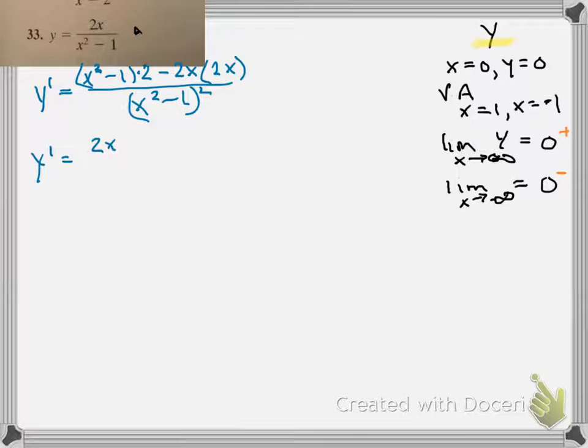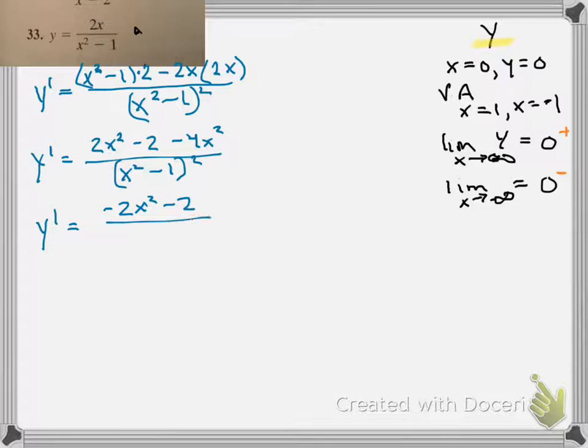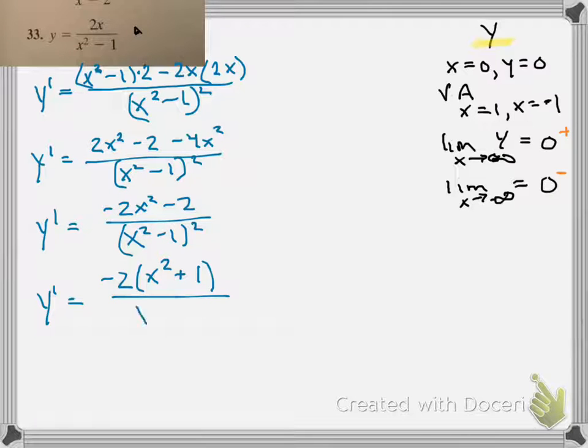So I have 2x squared minus 2 subtract 4x squared. Ooh, this problem's going to make a liar out of me. I can see it. So, because then I get y prime equals negative 2x squared minus 2 over x squared minus 1 squared. Let me see where it's making a liar out of me. And then I could factor a negative 2 out of the top because it's a common factor. And I get x squared plus 1. No, I guess it didn't make a liar out of me. I don't see a way that I could really do anything differently.